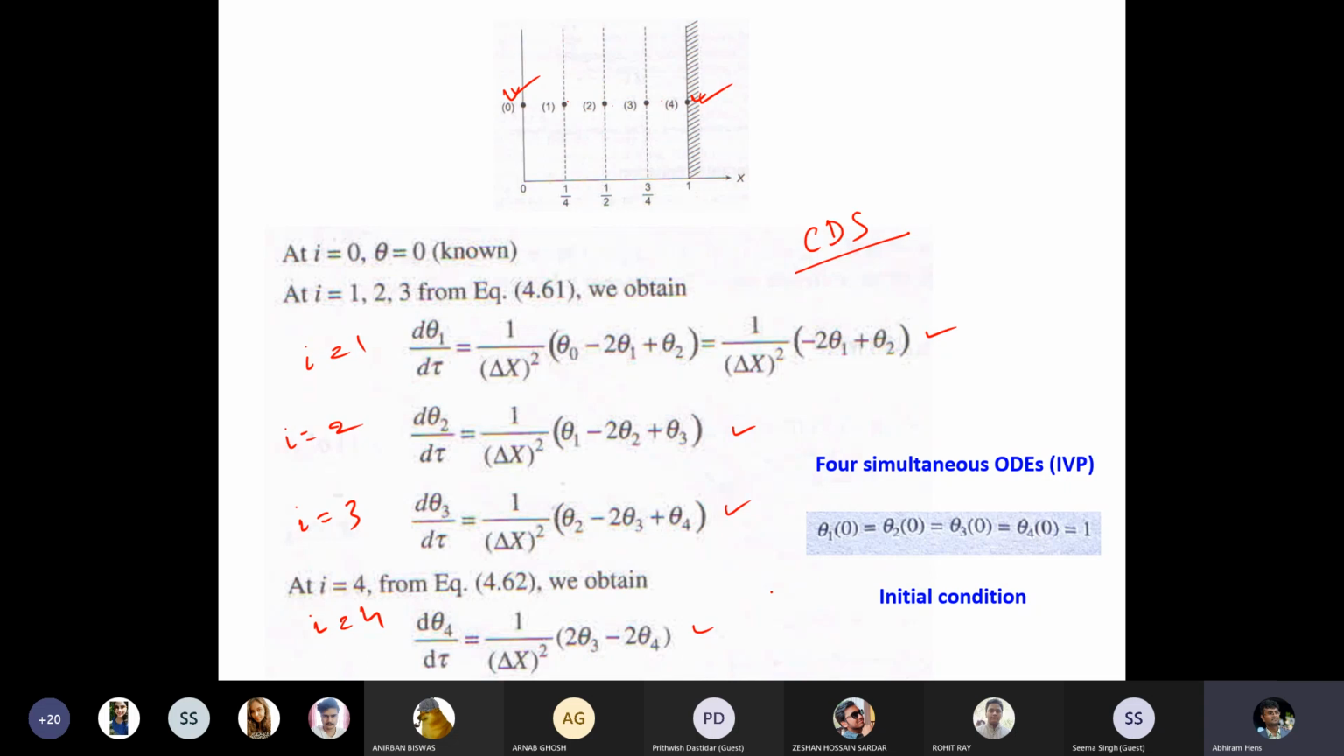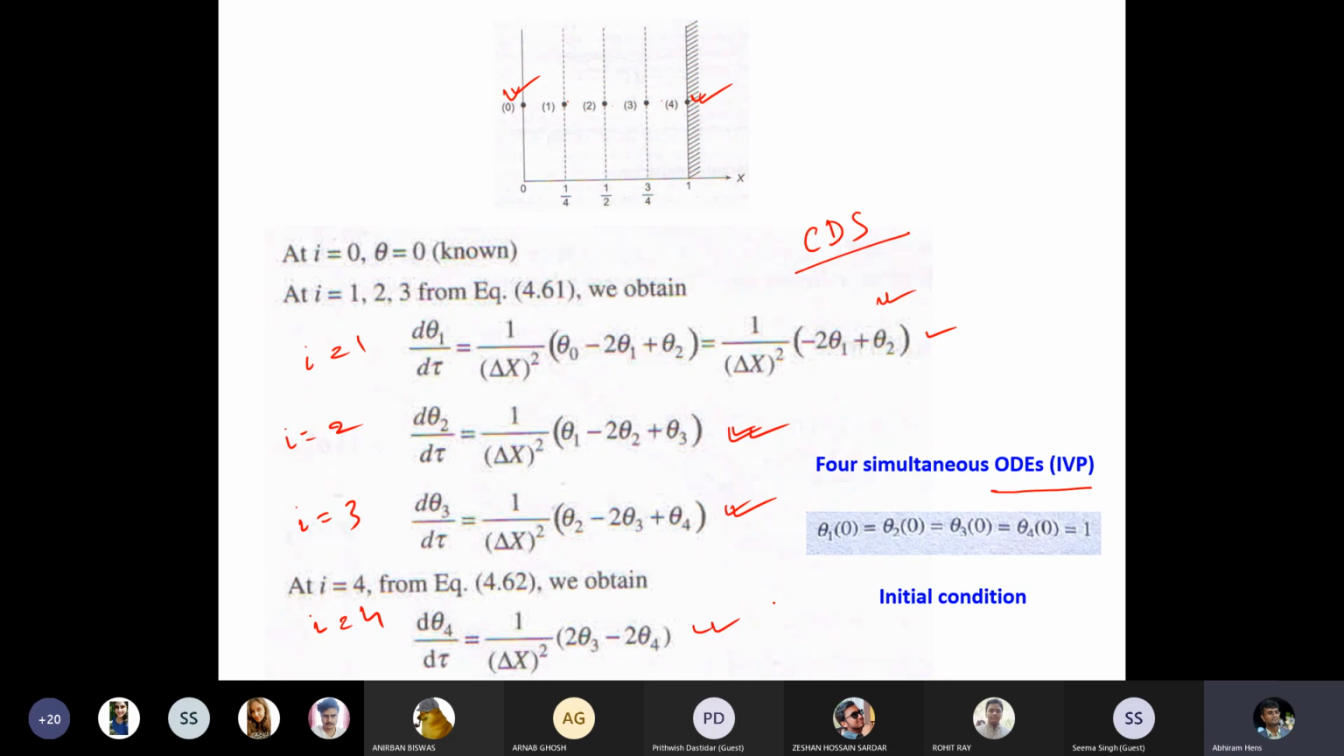So 4 equations, 4 unknowns, but all these are right now ordinary differential equations of initial value problem type. Because on the left hand side we still have the d theta by d tau term, and the initial condition is known to us: at t equal to 0, at all the points theta will be equal to 1. Now this is for the initial value ordinary differential equation, and we have discretized the right hand side only. The spatial term we have discretized so far, and this part we did in the earlier class also.